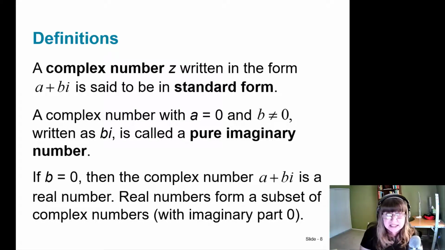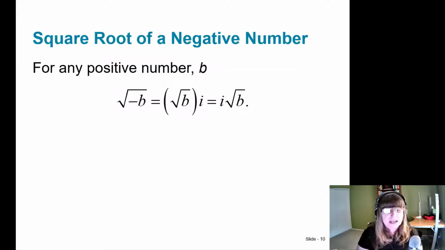Likewise, if b is 0 and a is a real number, we call that a real number. But we can also write it as a complex number as a plus 0i. Okay, here's where you are allowed to have more power with math. You are now allowed to take the square root of a negative number. For any positive number b, the square root of negative b is going to be the square root of b times i.